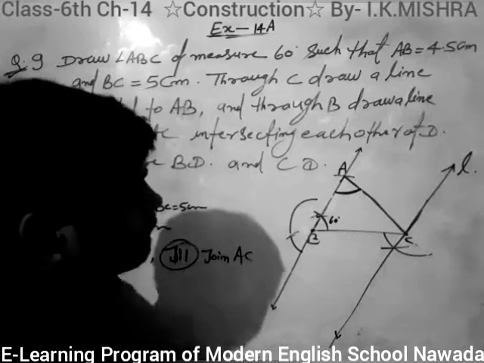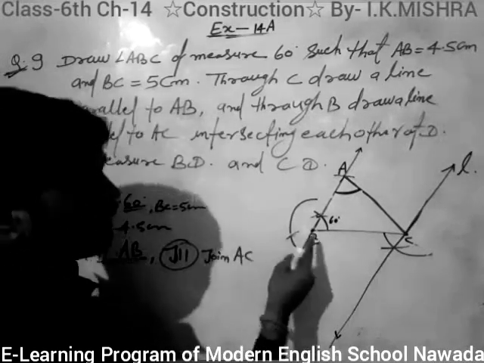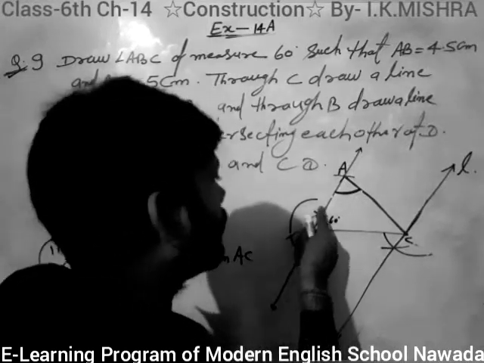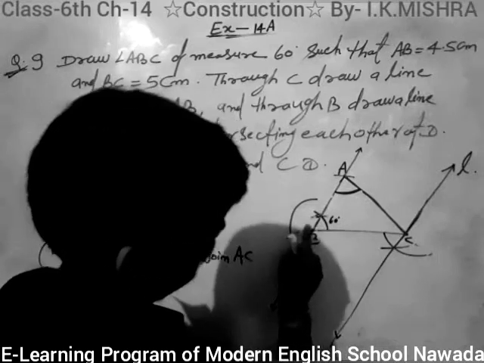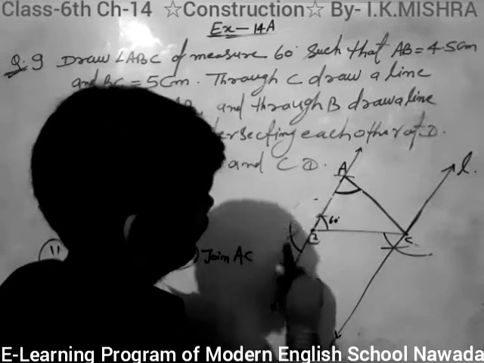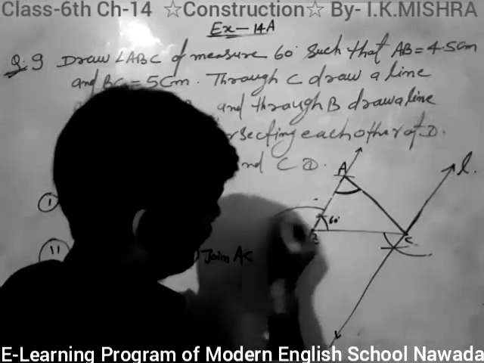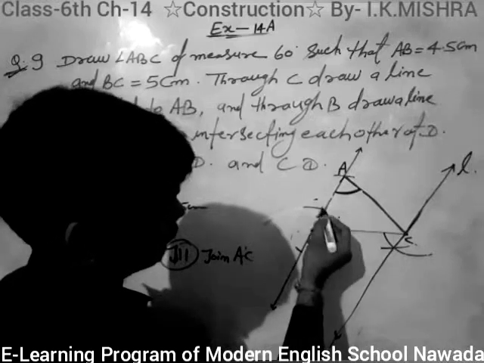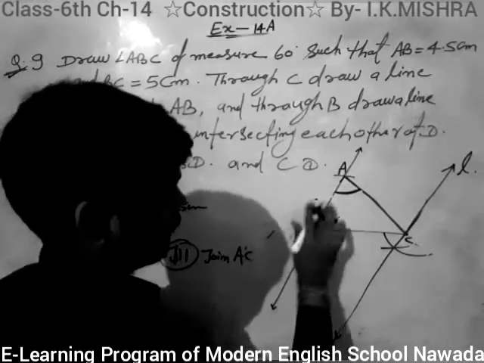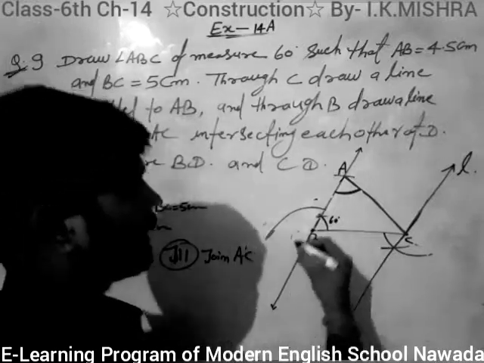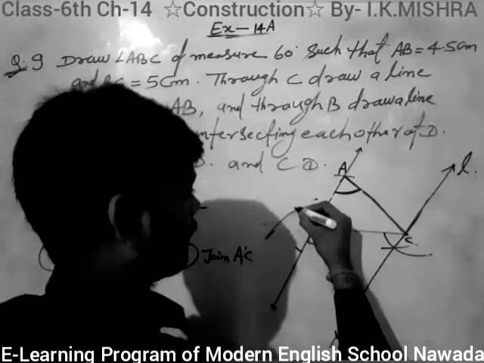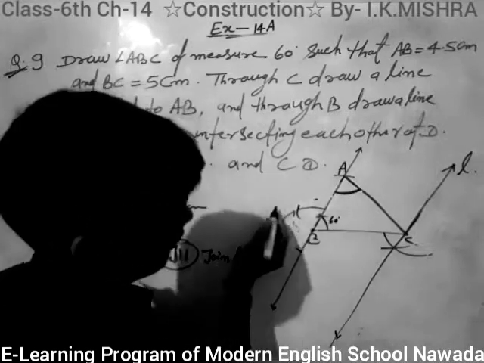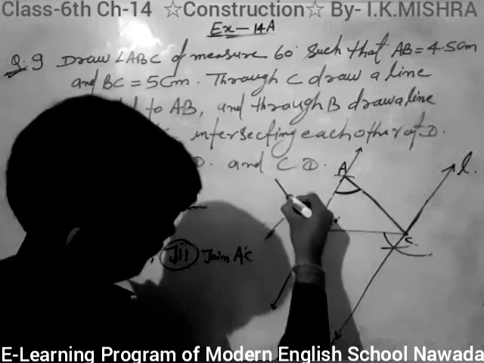Students, here you have to construct the angle B of 60 degrees in this direction. From this direction you have to construct 60 degrees. First of all, draw an arc at the angle, and draw an arc equal to 60 degrees. The measurement of the angle is 60 degrees, so draw the first point and join this point.